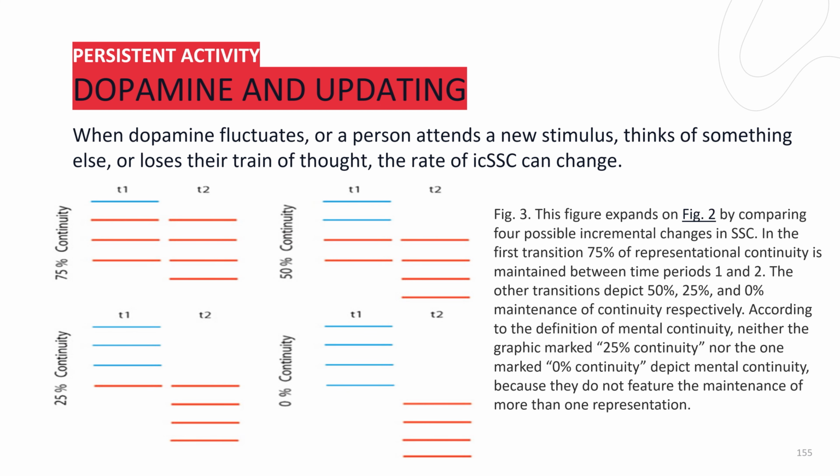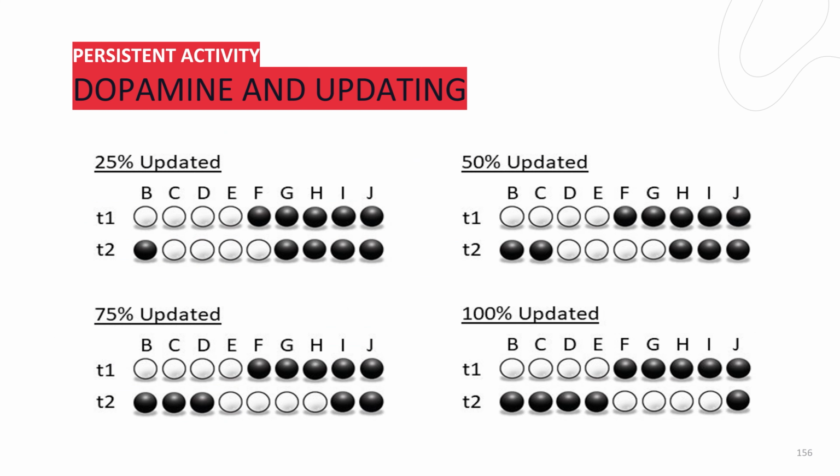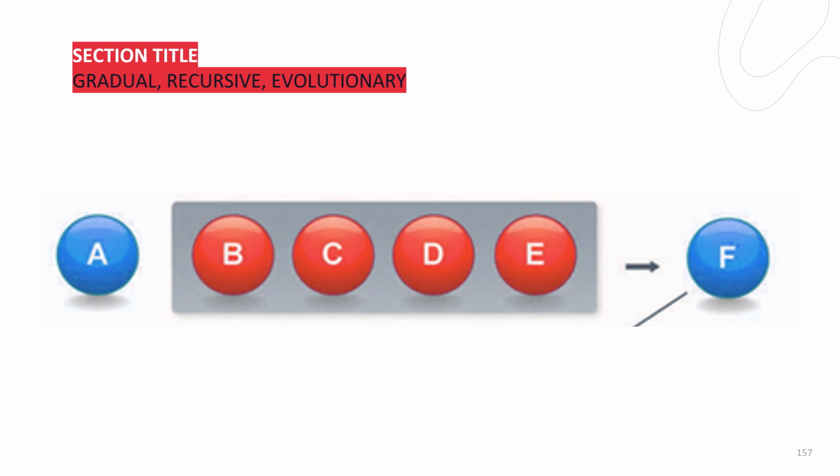When dopamine fluctuates or a person attends a new stimulus, thinks of something else, or loses their train of thought, the rate of ICSSC can change. When we saw it earlier, it looked like this. Diving a little deeper into the neuroscience here will help us understand how the next iterative update is chosen.